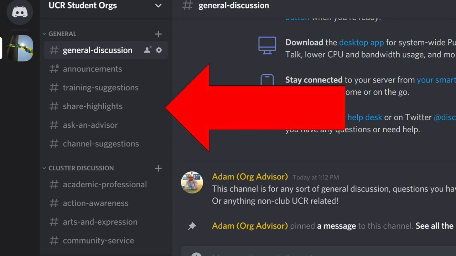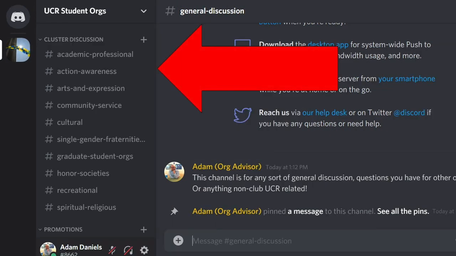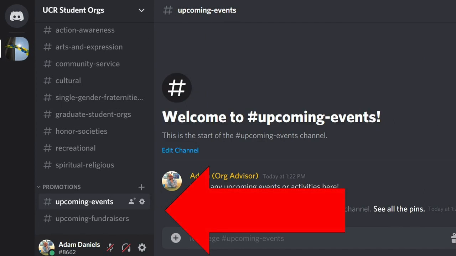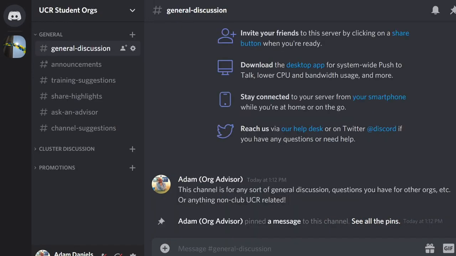Our next category is cluster discussion. This is where groups can meet and mingle with groups like theirs. We recommend everyone start by introducing yourself and what your club does to get the ball rolling. Maybe something collaborative will come out of that. You can also hop into other clusters, like if you're looking to have your members do some community service. Maybe a group in that cluster would be interested. Lastly, our promotions category is a place to share any upcoming events or fundraisers, just letting people know what's going on. Pretty self-explanatory.